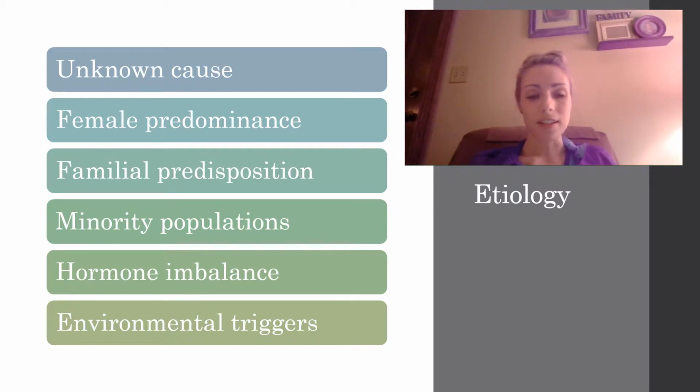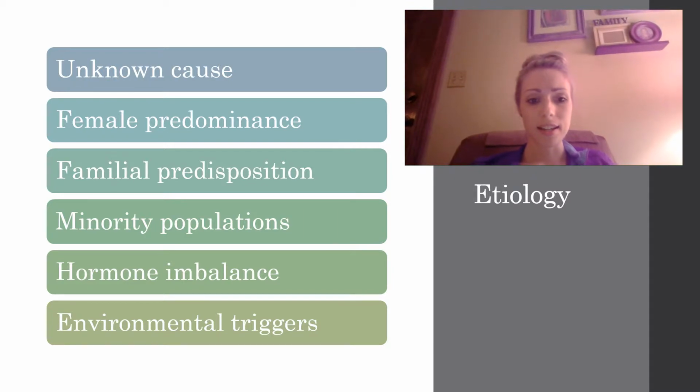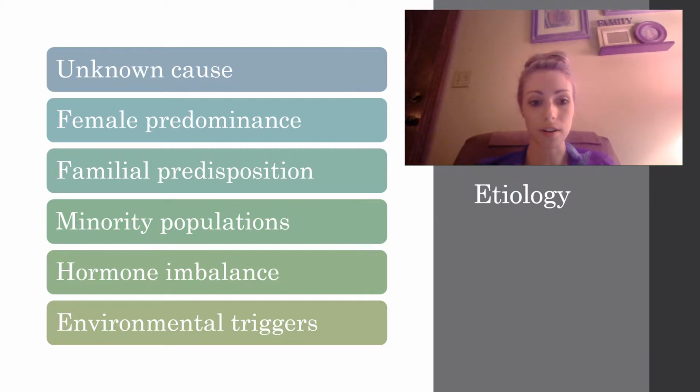SLE is also more prevalent in minority populations, including African Americans, Hispanics, and Asians. Although hormone imbalance is not a definitive cause, there's a high correlation between sex hormone imbalance, particularly estrogen, which is why women are more affected than men. And as previously discussed, we talked about environmental factors that could provoke lupus-like disorder. These could include medications, like we had previously discussed with drug-induced lupus, or other environmental factors such as UV light, chemicals, certain foods, and other infectious agents.